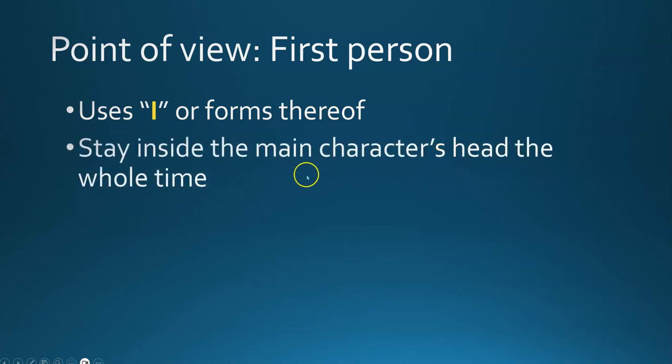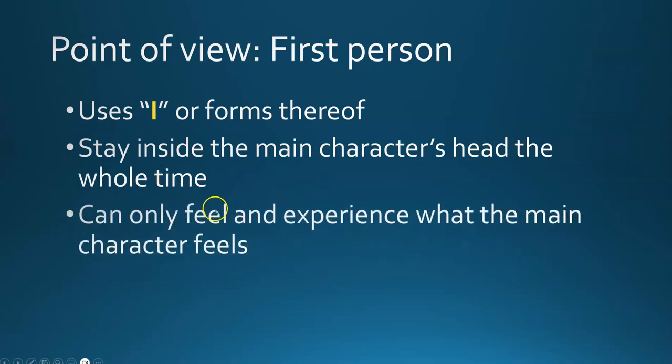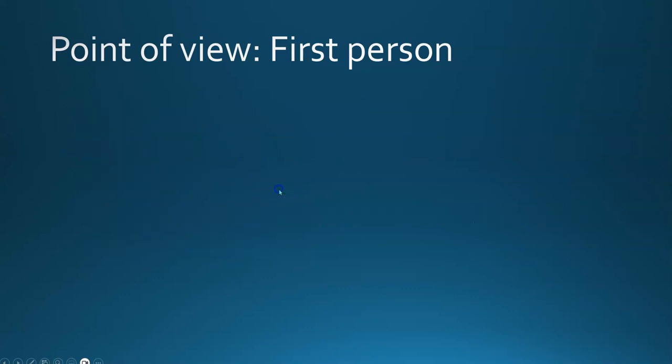Now, in first person, we have to stay inside that main character's head the whole time. Meaning that we can only feel and experience what the main character feels. We don't know what other people are thinking. The main character can observe. It's like, I looked at my wife and she seemed upset. Now, I don't know for a fact she's upset unless she said so. I'm just observing. I don't know what's going on inside. I'm not a mind reader. So that's something important to keep in mind.